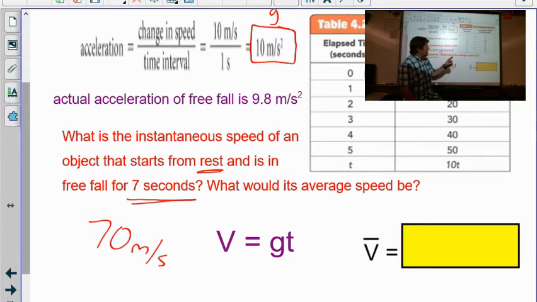Well, you've got to recall that it started at rest. So it started at zero, and at the end of its journey, it was going at 70 meters per second. So on average, how fast was it going?